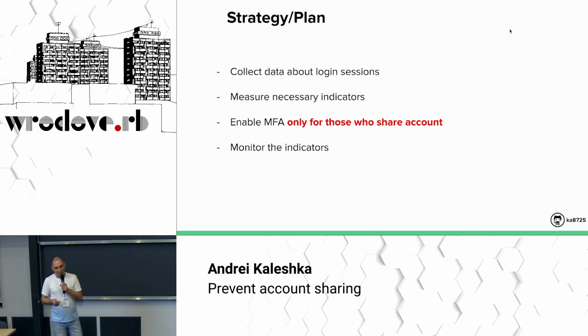Thinking this way, we came up with the following plan: collecting data, then identifying some indicators that would tell us whether the situation is getting worse or better, and then we had an idea to enable multi-factor authentication not for everyone, but only for those users that definitely share an account. So this is how we kind of differentiate our risks when we implement this kind of potentially good solution.